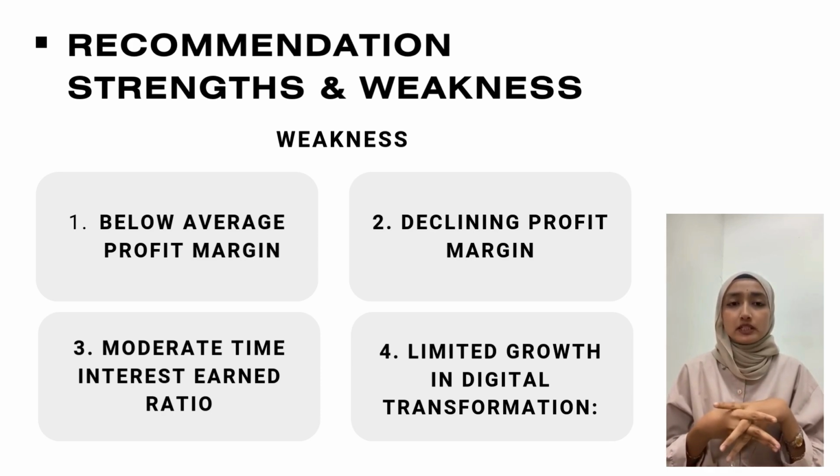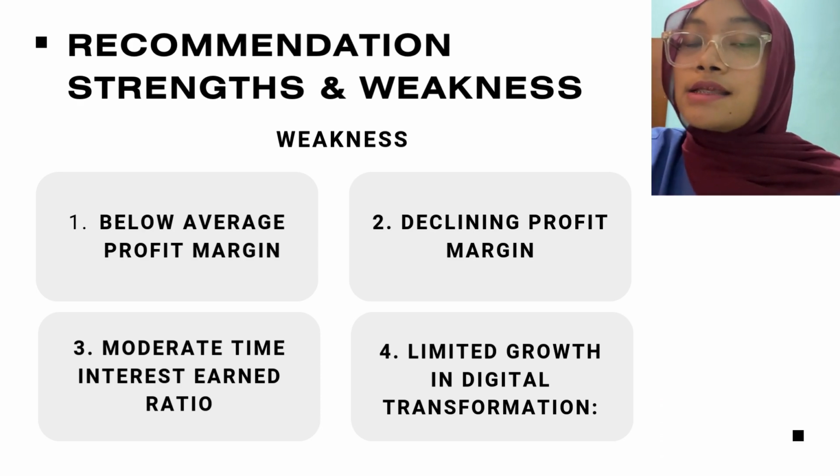Recommendation for the weakness: the company has below average profit margins. Aeon's net profit margin of 2.78% is significantly lower than the industry average of 6.16%, highlighting lower operational efficiency. The next is declining operating profit margins. The operating profit margin dropped from 7.80% in 2022 to 7.01% in 2023, signaling rising operating costs.